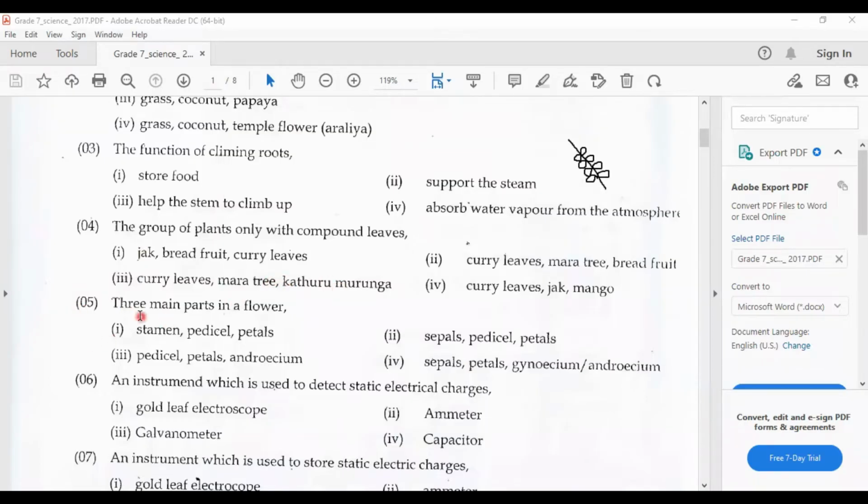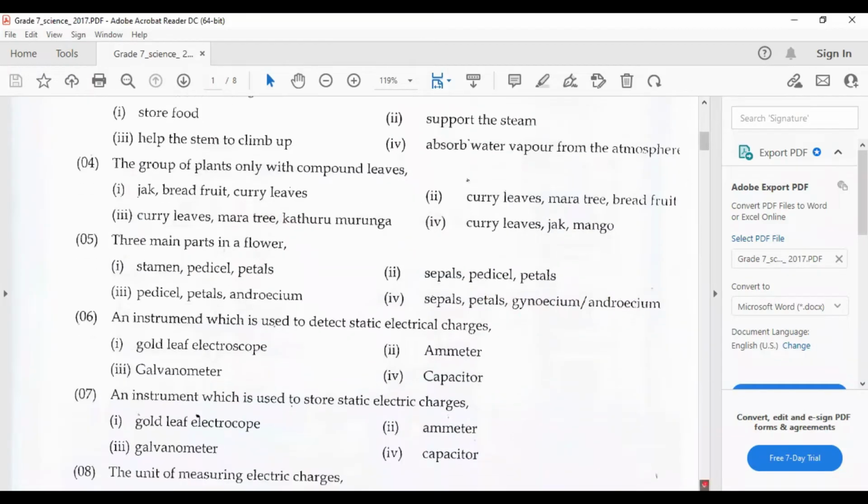Fifth question, main parts in a flower. Main parts are the fourth one. You can see the main parts: sepals, petals, gynoecium and androecium. These are the main parts of the flower.